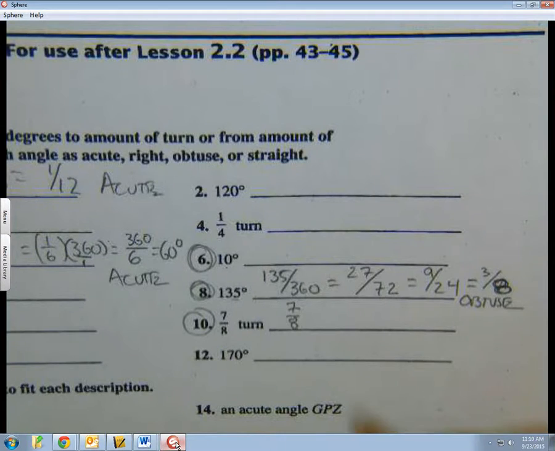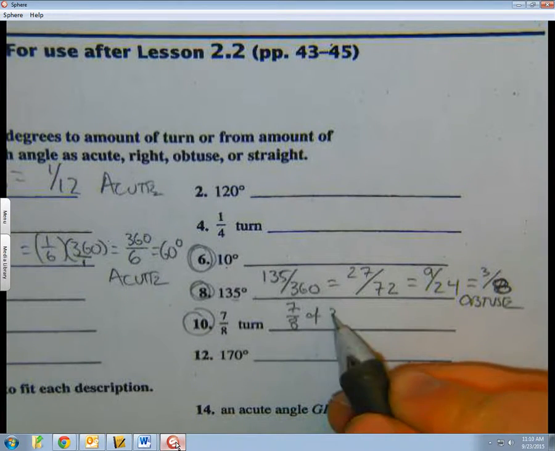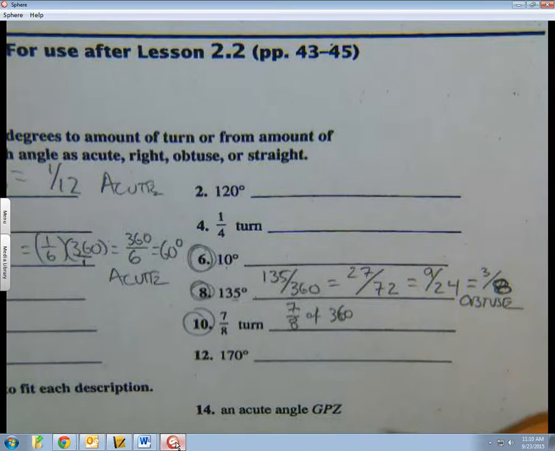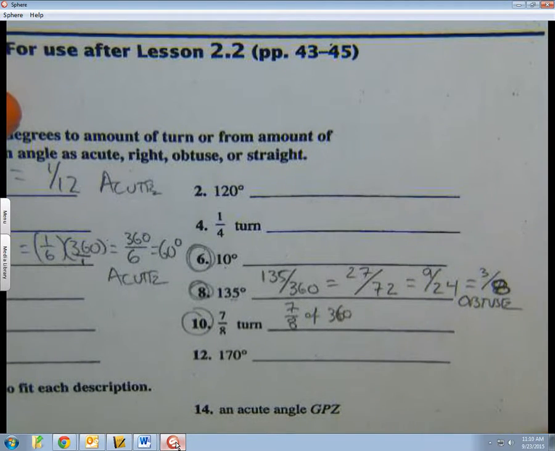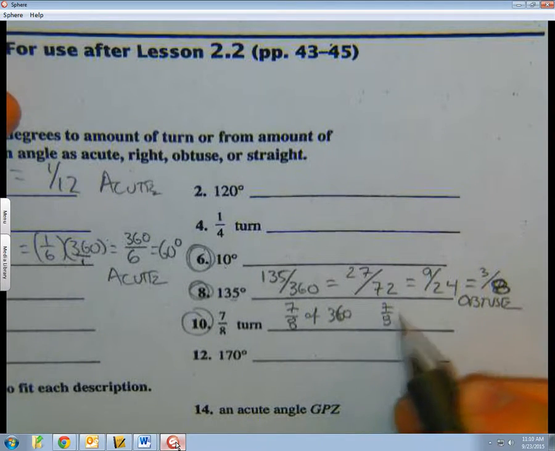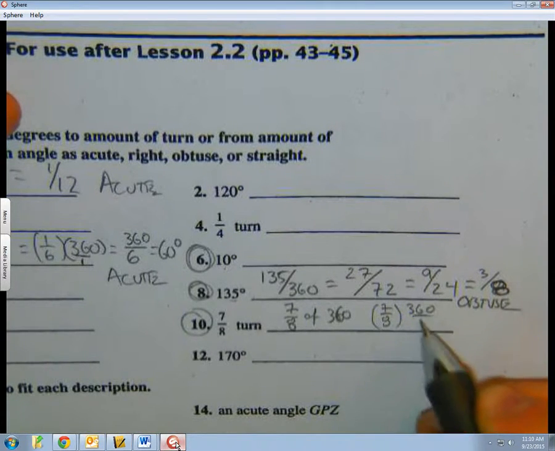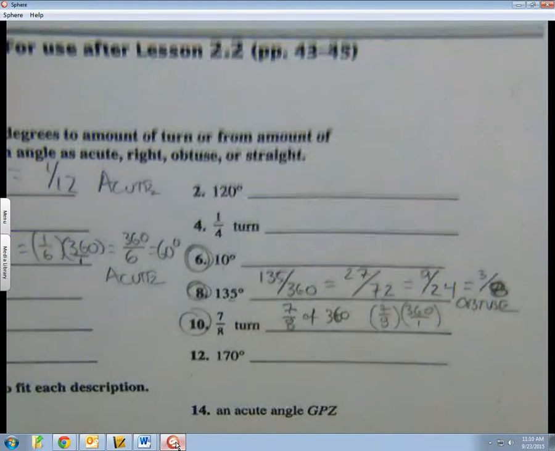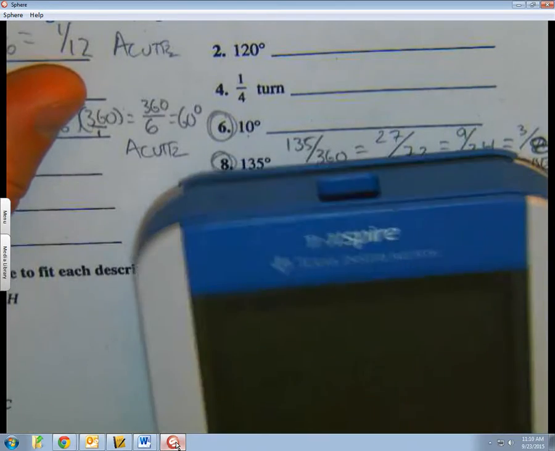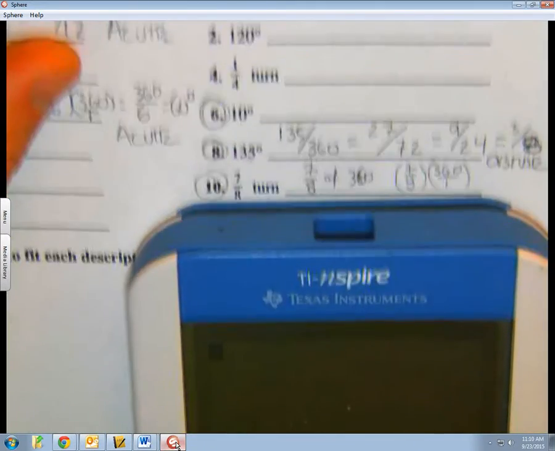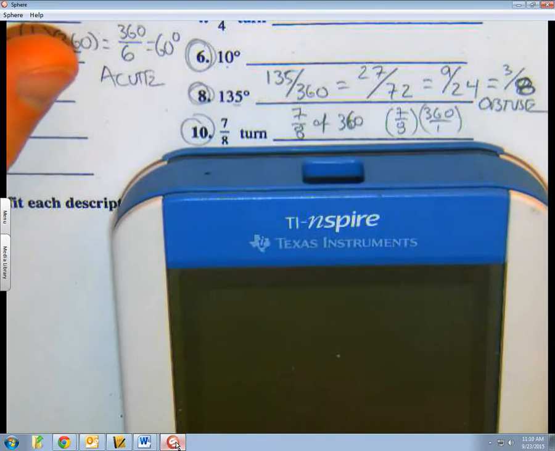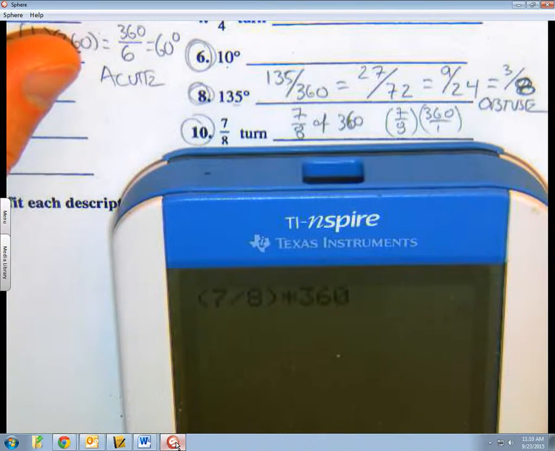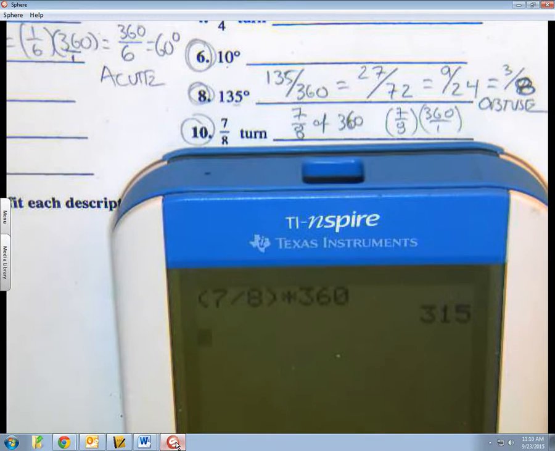7/8 turn. 7/8 of 360. So that's just 7 over 8 times 360 over 1. So I'm going to actually use a calculator for this. I want to show you that method as well. So you got to make sure you put the 7 over 8 in parentheses. So 7 divided by 8 times 360 is 315. Okay.